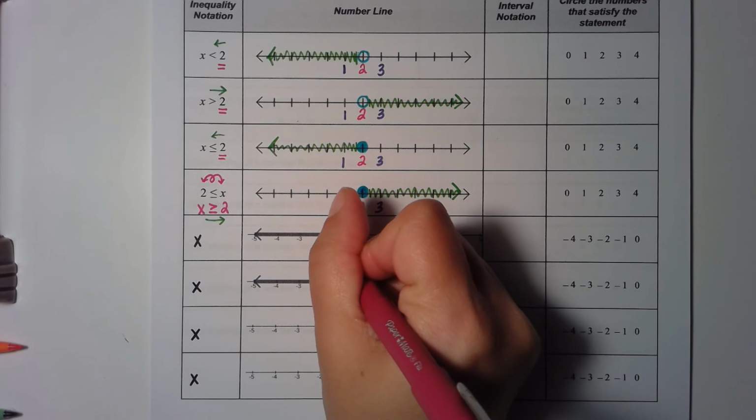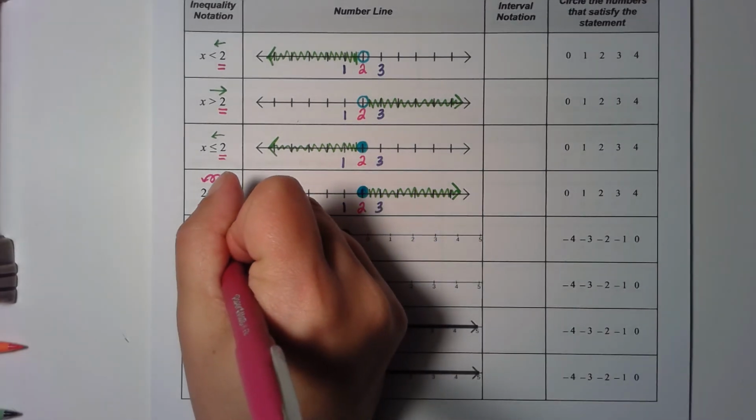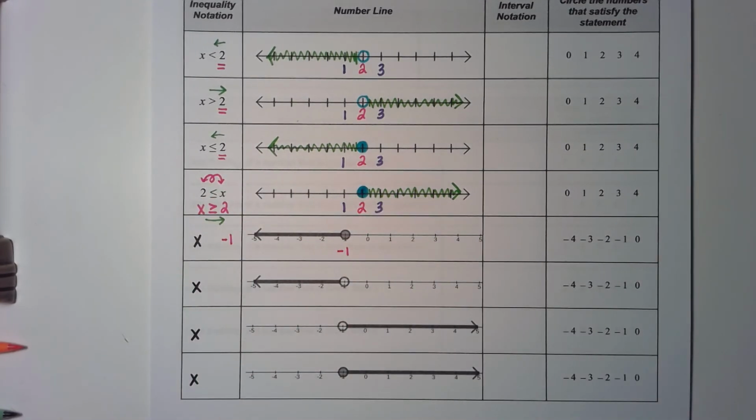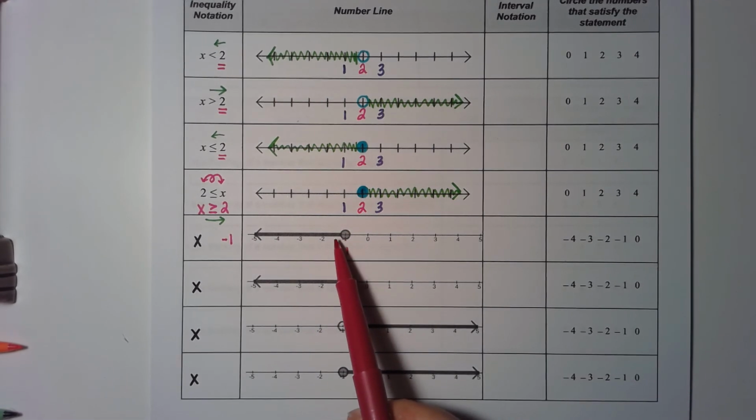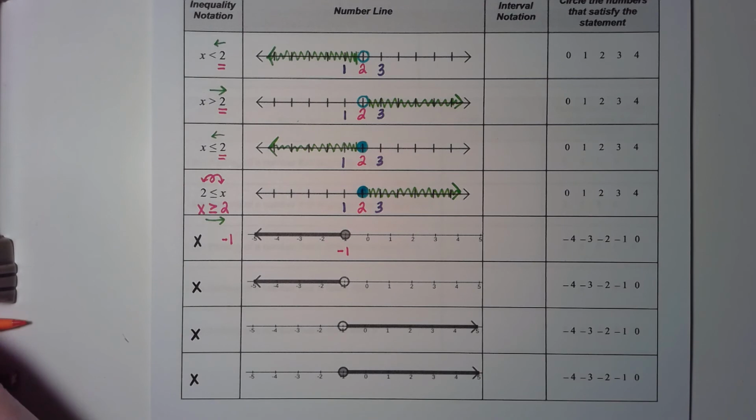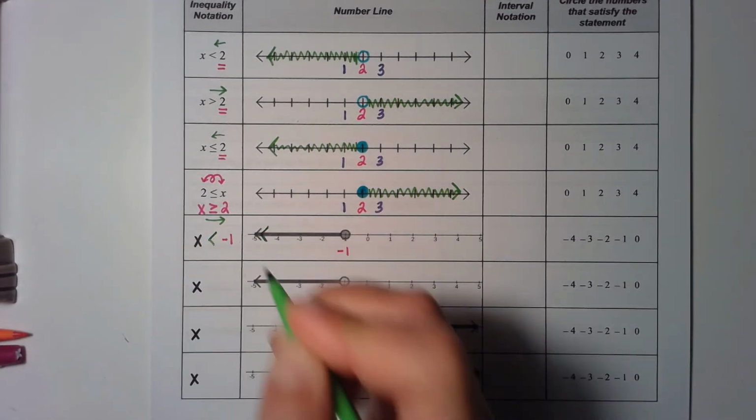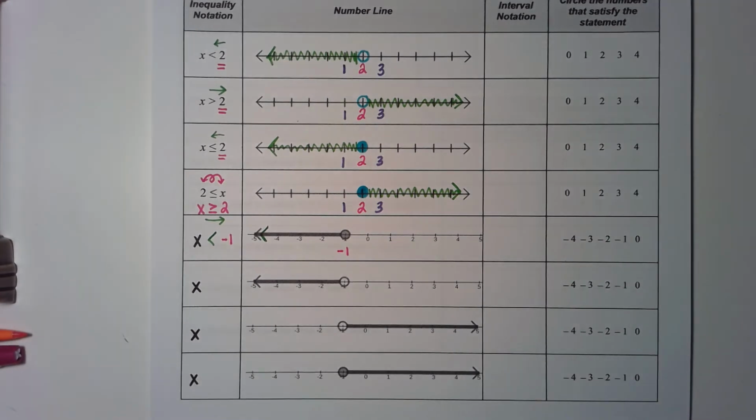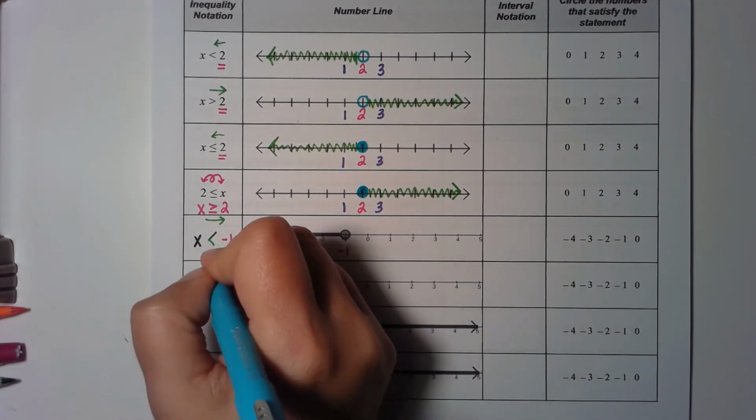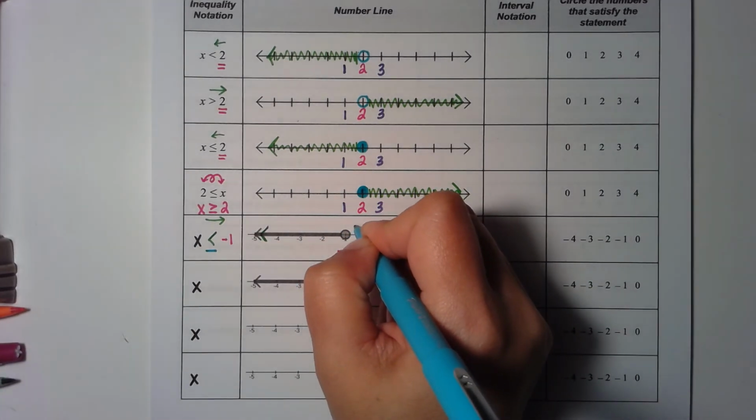So the important number here would be -1. So I'm going to write down the number -1. Now in this case, the circle here is closed and I shaded to the left. So because I shaded to the left, I'm going to use a less than symbol because left is less than. And I'm going to use an underline because there's a closed circle here.